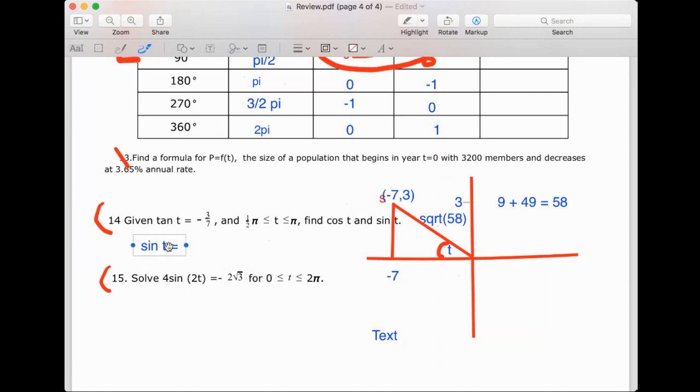Okay, now I have my hypotenuse. So sine t is defined as opposite, which is 3, divided by the square root of 58. If I want to rationalize, I would write 3 over 58 times the square root of 58. Let's see if this makes sense.